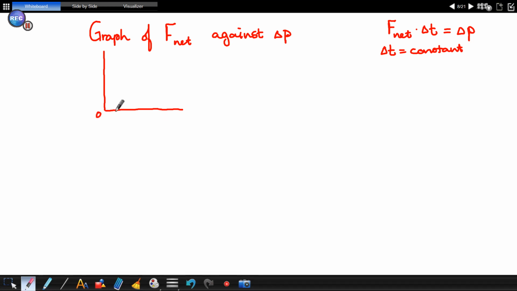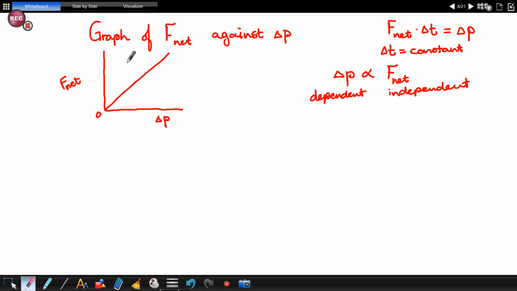Yes. So the F net against delta P will be a linear graph because the change in momentum, delta P, is directly proportional to the net force acting on it, because the change in momentum will depend on the force. So this is my dependent, and that is my independent.